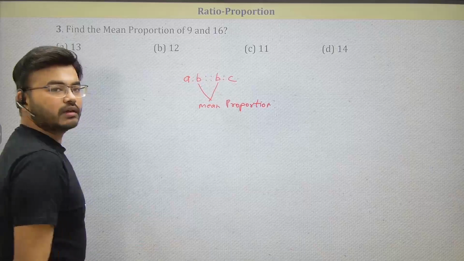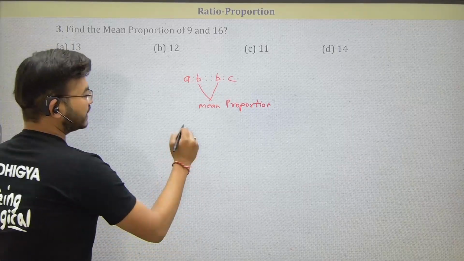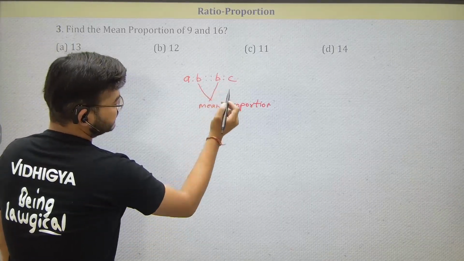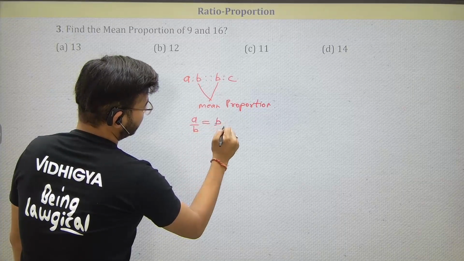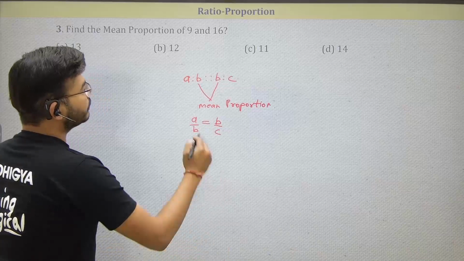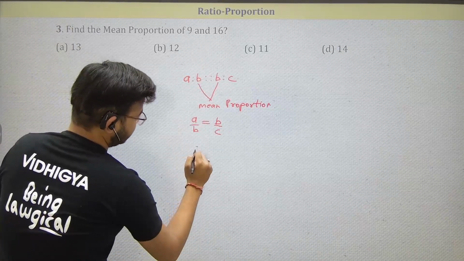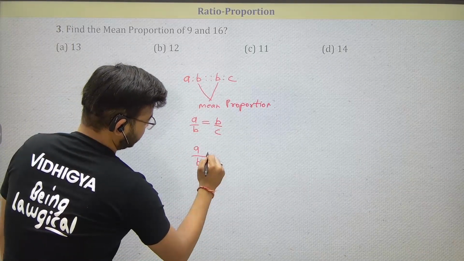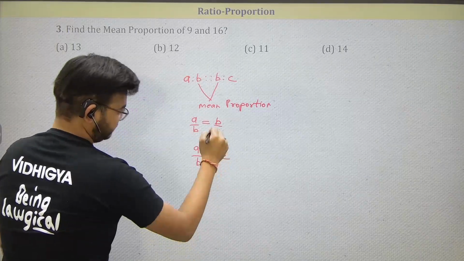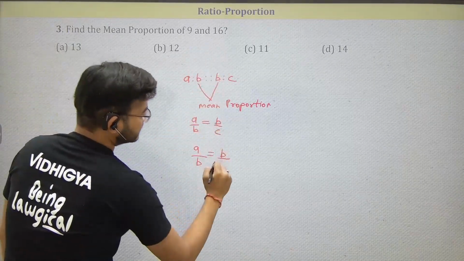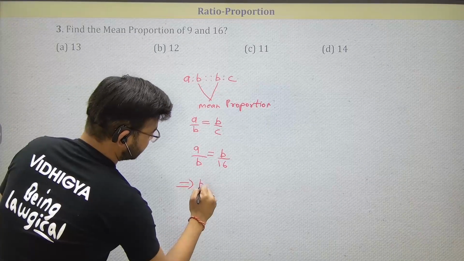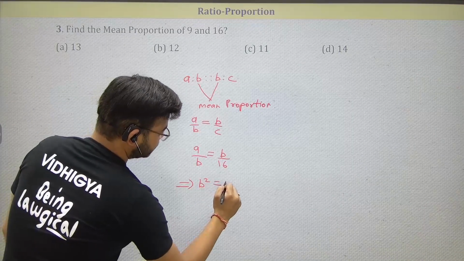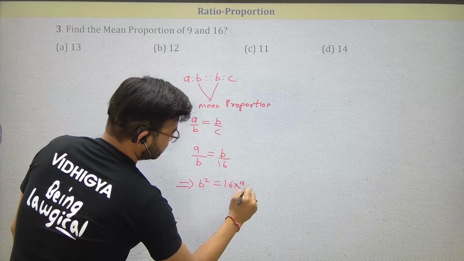And as we have learned from the proportion concept, if A, B, B, C are in proportion, that means A upon B is equal to B upon C. Now we are given the value of A as 9. So 9 upon B is equal to B upon 16, the value of C. So simply solve this, you will get B square is equal to 16 into 9.